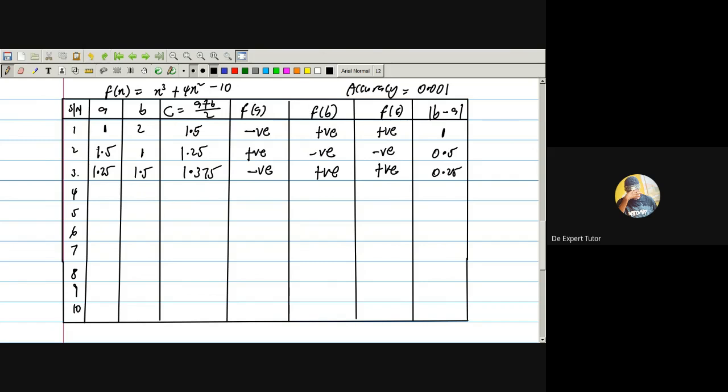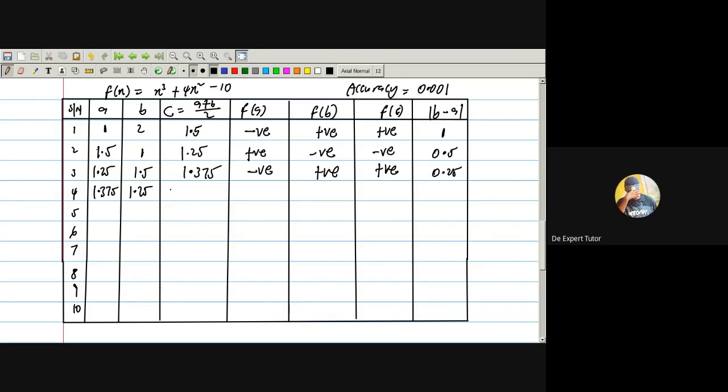Let's go. Remember, we always choose by C, 1.375. Here C is positive. I'm picking the one that is negative, and that's 1.25. Then bisect these two. 1.375 plus 1.25 divided by 2. What do you have? 1.3125.